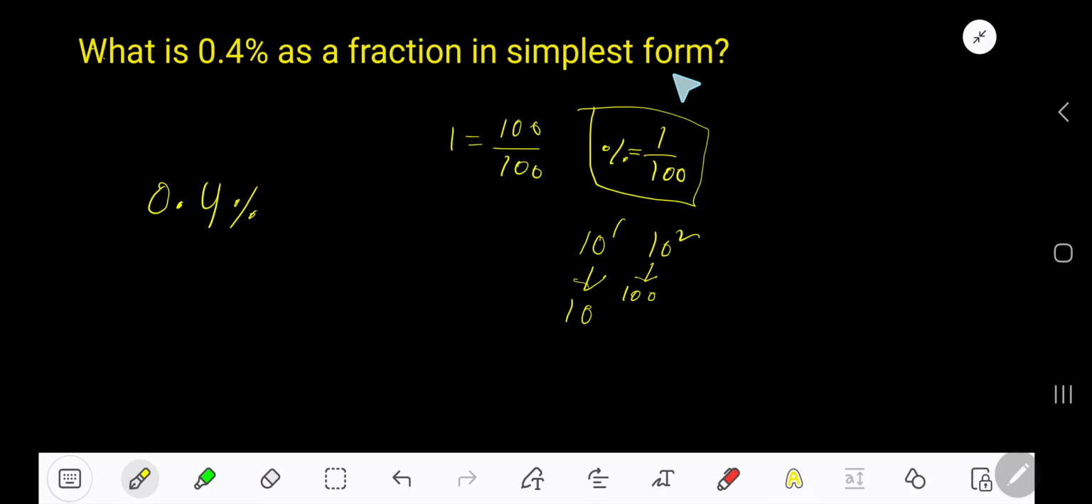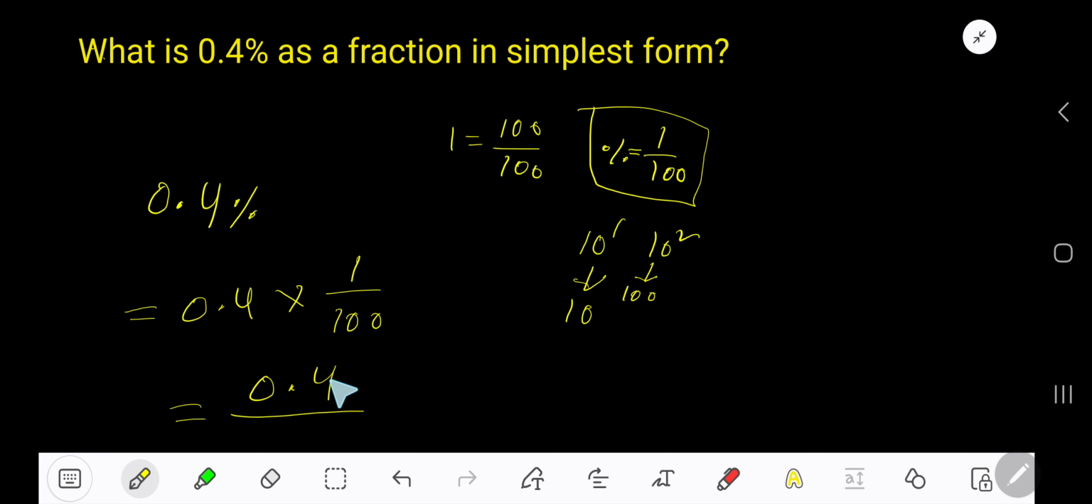0.4% as a fraction in simplest form. Rewrite this: 0.4 times percent means 1 over 100. Multiply. Divided by 100.